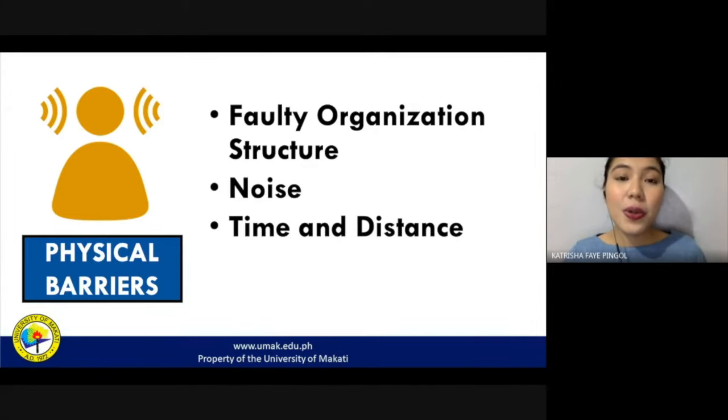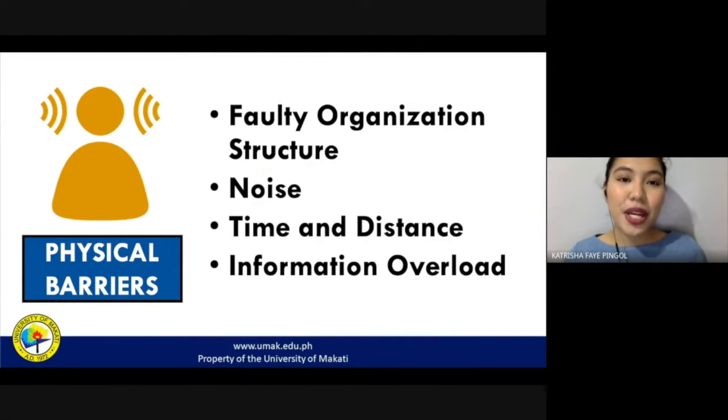Time and distance are also categorized under physical barriers. For example, if you are in a different time zone, then the dynamics of communication might be different, okay? Distance as well will affect it, because if you're far from someone, even if it's just a short distance, take for example a few meters, it's very difficult to communicate with that person. You already have to shout or scream or say it out loud, whatever it is you are trying to say, which of course would be harmful to us as speakers and of course not beneficial for the listeners as well.